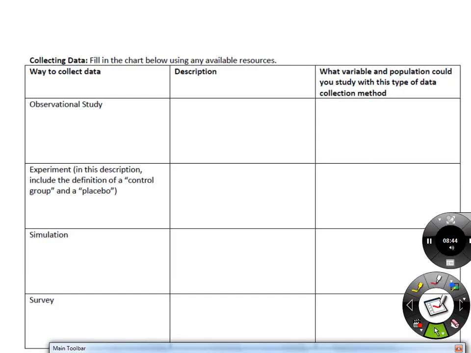Let's have you two groups right here in the middle. Look up what an experiment is. I know that's going to be really hard, okay? In your experiment, for statistics, also make sure you just mention what a control group is and what a placebo is, so people understand when they read that about experiments, okay?